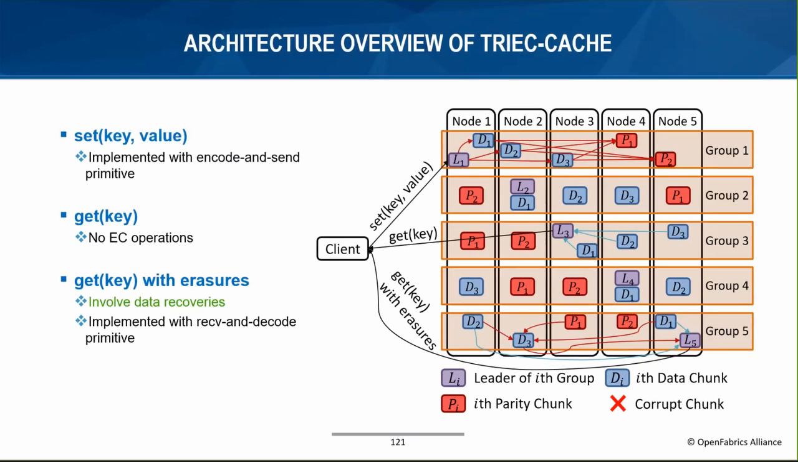So this is how it works with the Memcached architecture. And then for get operation, of course, we also implemented the receive and the decode primitive, which is missing in the existing OFED. So next one.